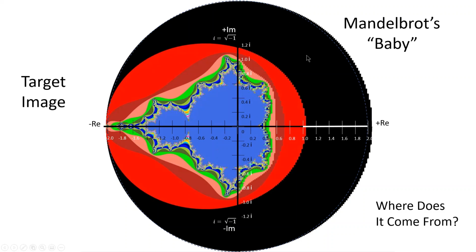And so do we. But the question you should be asking yourself is, where did all this information come from? Just because he picked a point, how did he know what color it was? How did he know that this was a shape like a baby? Where did it come from? All he's doing is picking points, and something is telling him, or telling us, what color to make it.